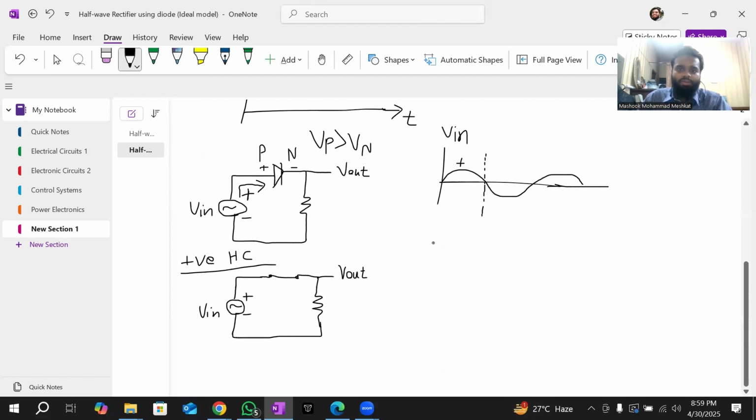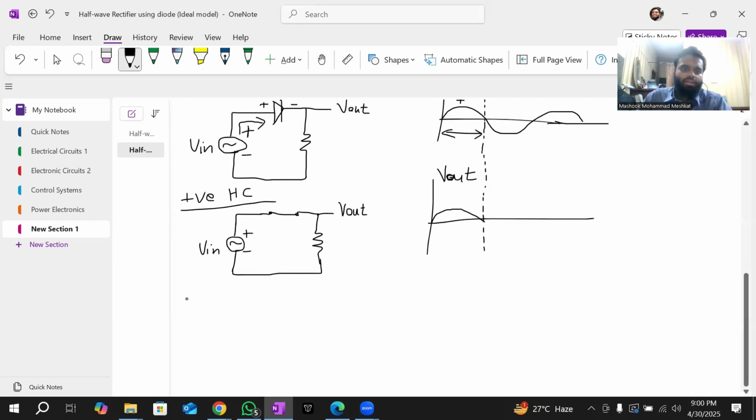So at this moment, if I draw the output signal for this one, at this moment my V in is completely V out, right? If I extend this time, my V in is completely V out. That means the positive voltage remains positive voltage when I'm considering the positive half cycle. So this is my V out.